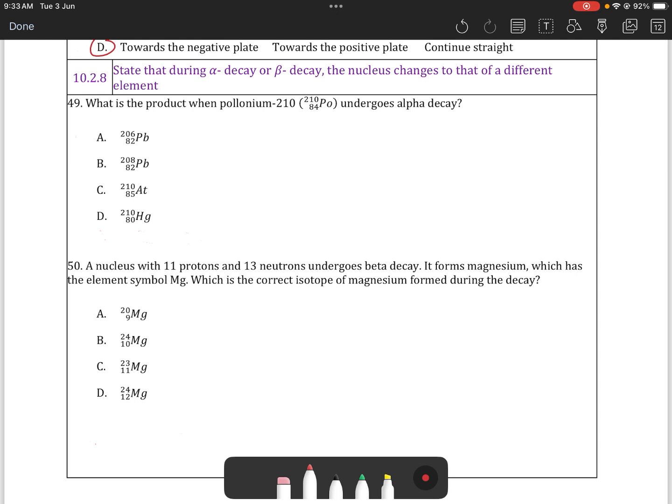Let's look at this question. What is the product when polonium 210 undergoes alpha decay? Polonium 210, 84, that will give us alpha decay, meaning helium nucleus 4, 2, and X, let's say for now. 210 minus 4 is 206, and we have 84 minus 2, which is 82.